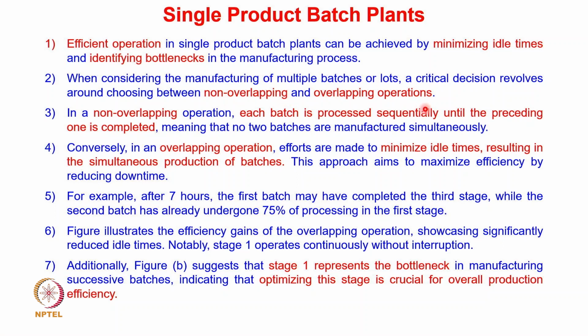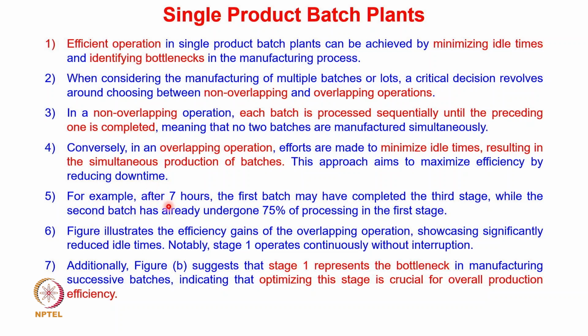Whereas in overlapping operations, some stages of batch 2 will start even when batch 1 is still continuing the processing. So in a non-overlapping operation, each batch is processed sequentially until the preceding one is completed, meaning that no batches are manufactured simultaneously. Whereas in overlapping operation, efforts are made to minimize the idle times, resulting in the simultaneous production of the batches. This approach aims to maximize efficiency by reducing the downtime. So you can see that the downtime can be minimized with this.